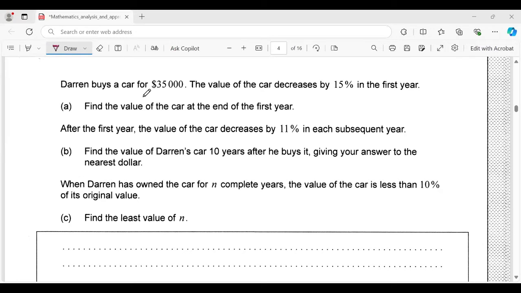Darren buys a car for $35,000. The value of the car decreases by 15% in the first year. Find the value of the car at the end of the first year.